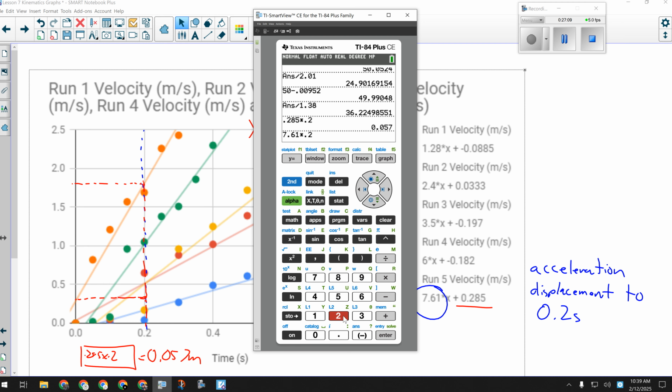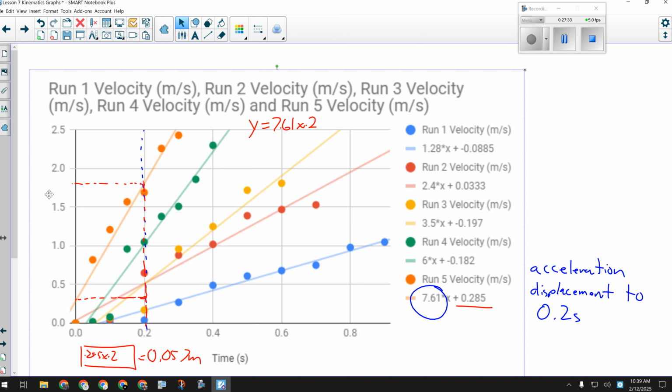7.61. Okay, so now I have the height of my triangle. I didn't add on the 0.285 because I only want the triangle and not the full distance. Now if I do height times base divided by 2, I should have the area inside that triangle. Agreed? So I just calculated this to be 1.522 meters per second. That's the change in velocity.